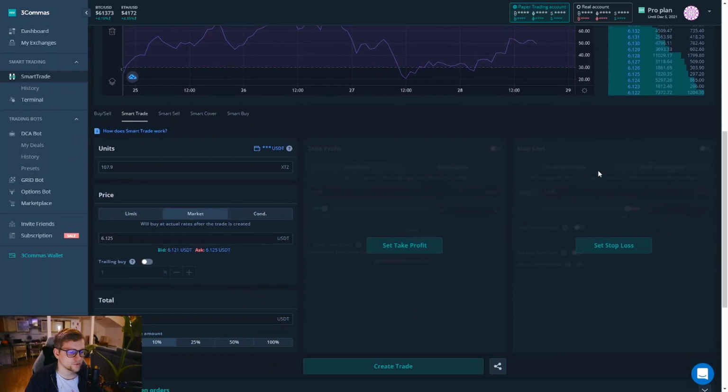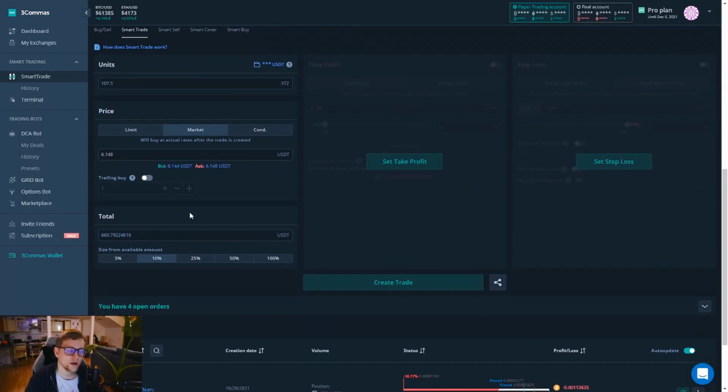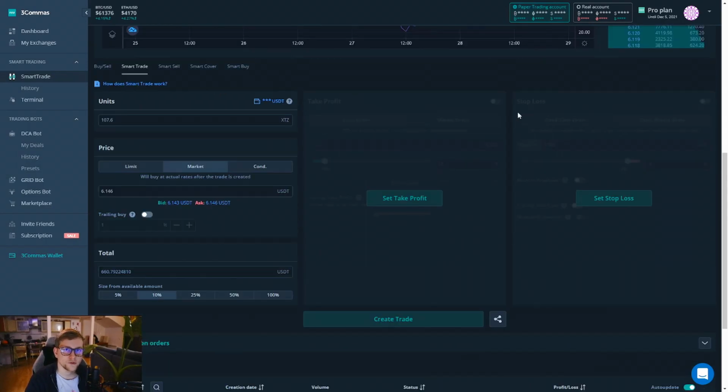I'm going to scroll down a bit, and here you have so many options to start the trade with. First things first, how much do you want to invest into that trade? You can choose a percentage of your portfolio. For example, if you want to invest 5%, it will automatically fill up the value here. Or if you want to enter it manually, you can just put the number in here. I will go with 1000 USD for that trade.